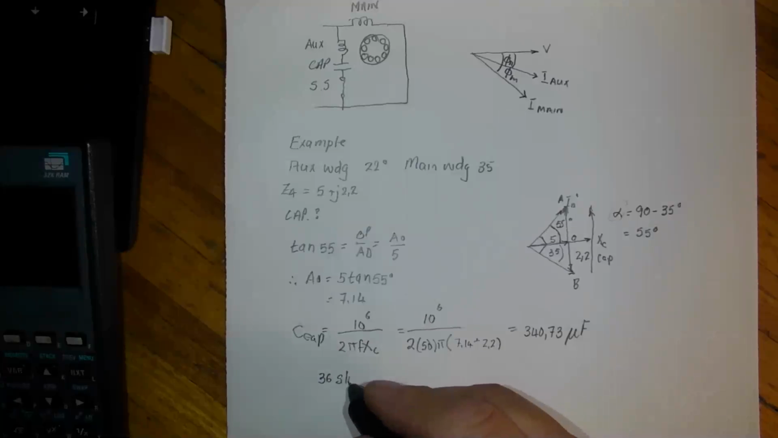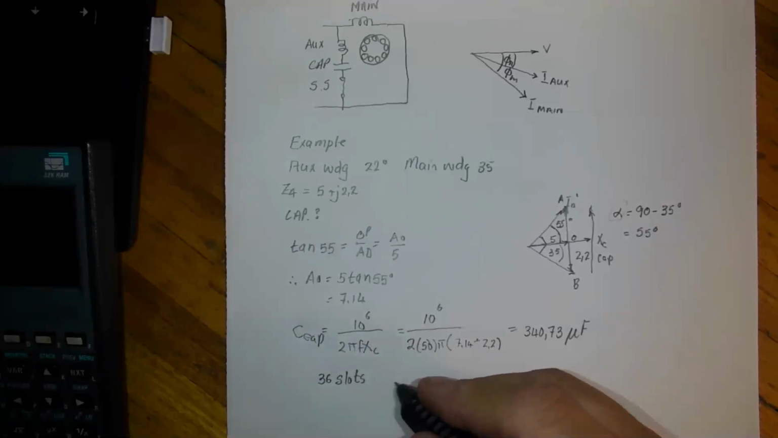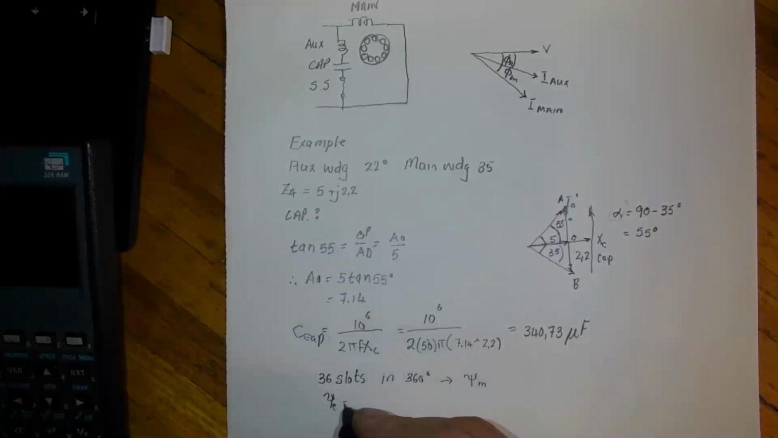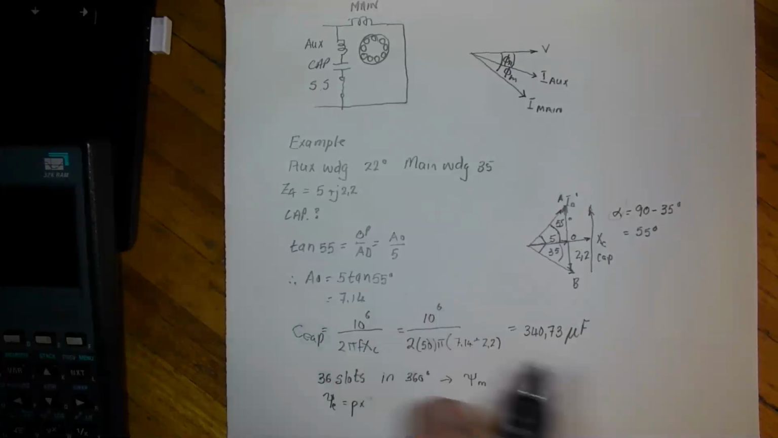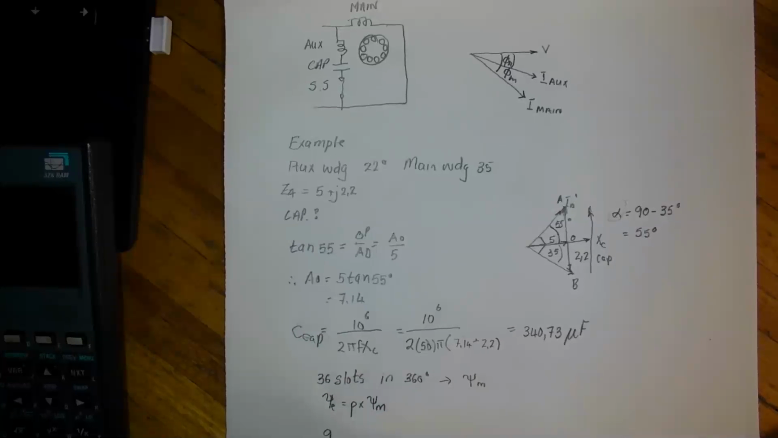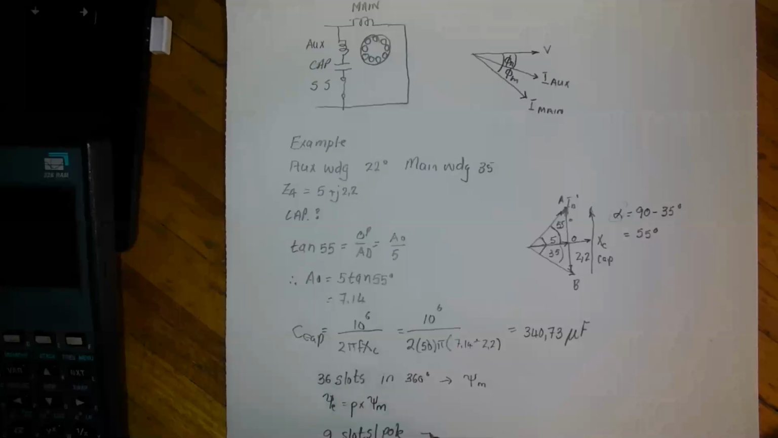36 slots in 360 degrees. That gives us Psi in mechanical degrees. And then Psi electrical is P times the mechanical degrees, like so. Or they will say you've got 9 slots per pole. That gives you your slot angle in electrical degrees, and that will be 180 divided by 9, which is 20 degrees.